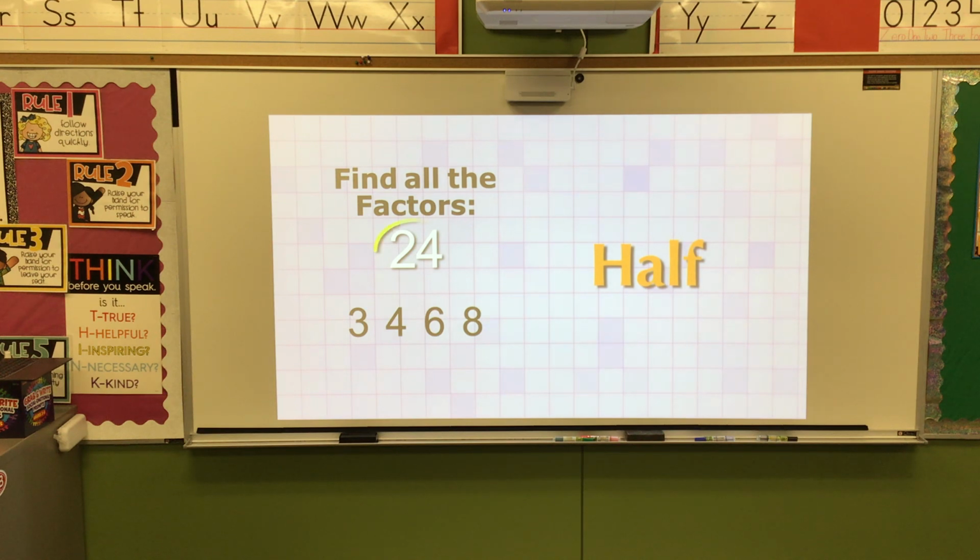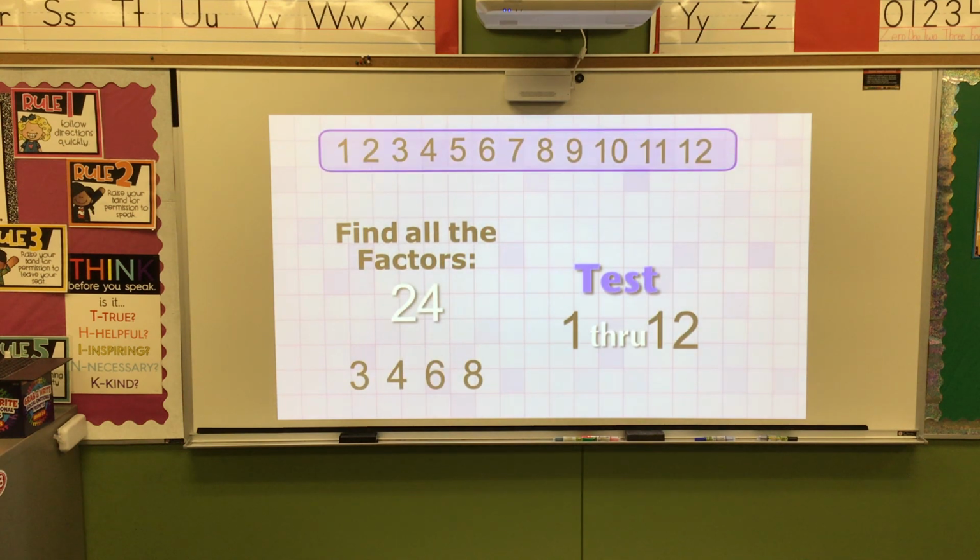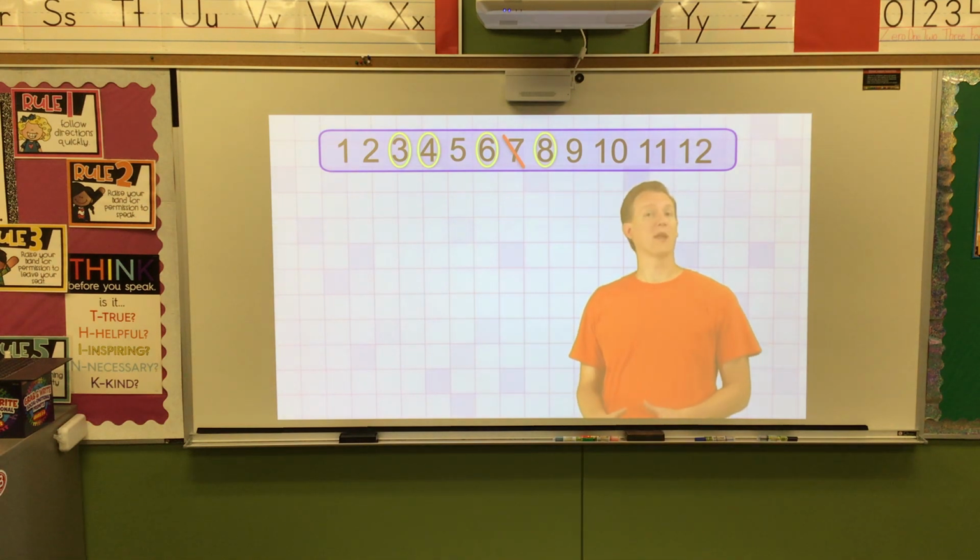And since half of 24 is 12, we just need to test the numbers 1 through 12. To keep things organized, let's list the numbers we're going to test, and we'll circle the factors that we already know: 3, 4, 6, and 8. We can also cross out the 7, since we already tested it and found out it wasn't a factor. Okay, now for the numbers we haven't tested yet.